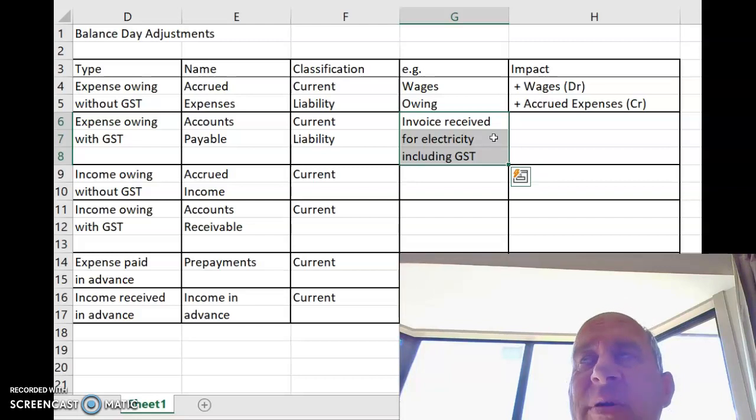The invoice might not be for electricity. It could be for one of many things. It could be for advertising. It could be for the payment of property, plant and equipment. So the only thing that will change will be the electricity there.